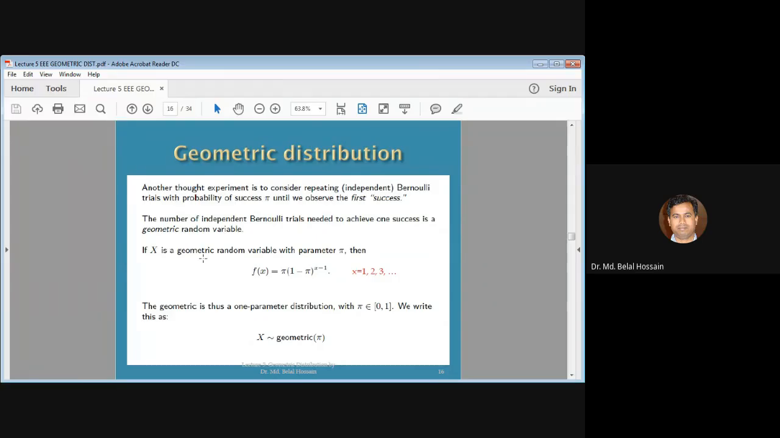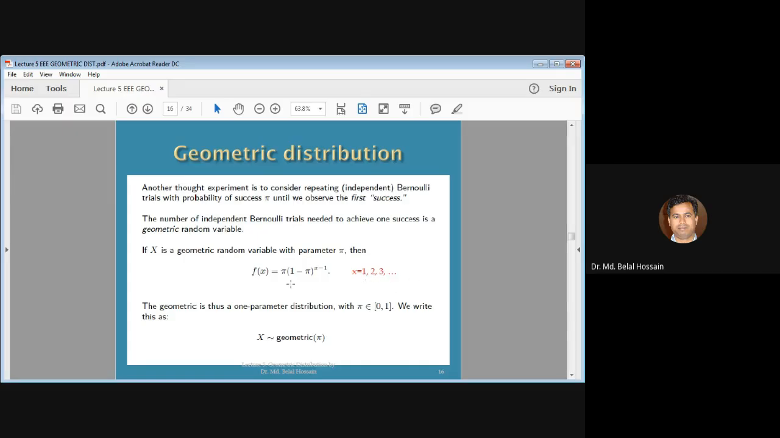If x is a geometric random variable with parameter pi, before this we called probability of success t, here we say pi, so this notation is not important. So the distributional form, that is the PF, probability function of geometric distribution, is f(x) equals pi into (1 minus pi) to the power x minus 1. Okay, this is again a discrete random variable because the number of independent Bernoulli trials, x can take value 1, 2, 3 up to infinity.